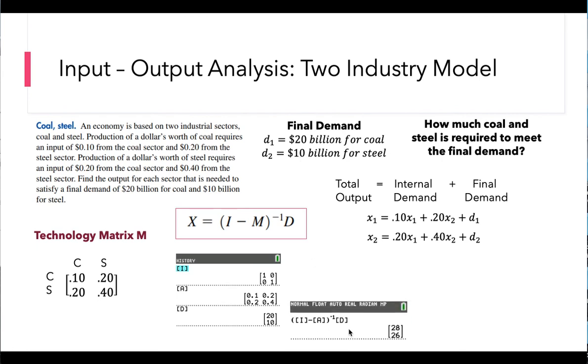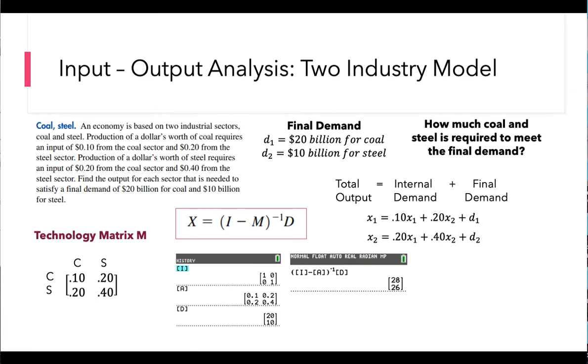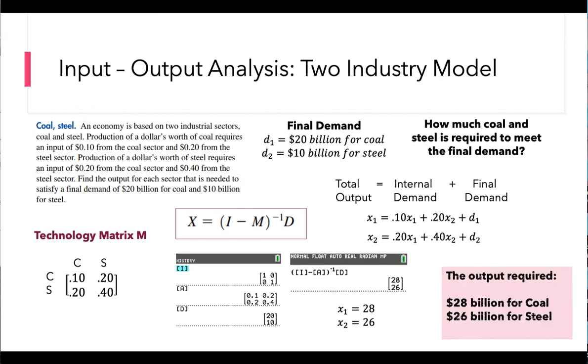And then I simply type that in my calculator. So using parentheses and the inverse button, I did the matrix equation, and the answer comes out to this 2 by 1 matrix, which is 28 and 26. And that means X1 equals 28, X2 equals 26. So the output required is $28 billion for coal and $26 billion for steel.